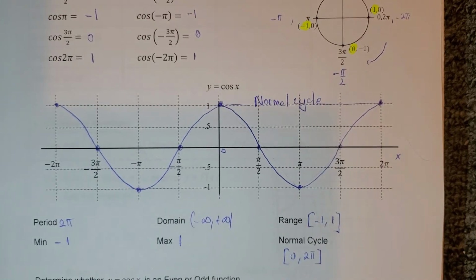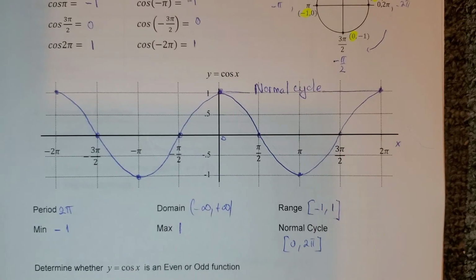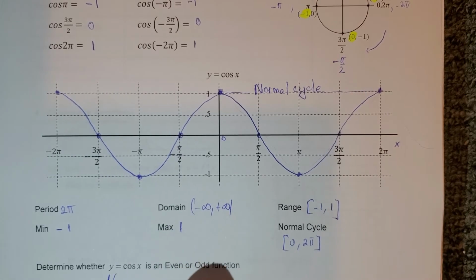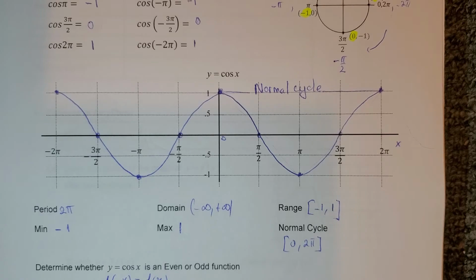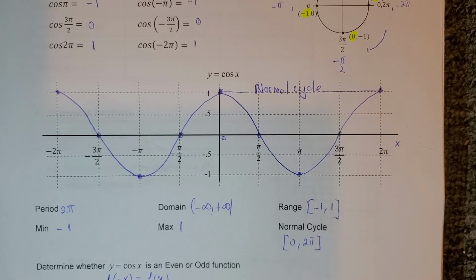Okay, so now we're going to test the same thing: is cosine an odd or even function? We know that sine is an odd function. So if cosine is an even function, that means f of negative x must be equal to f of x. So I'm going to take cosine and choose a negative angle. If this is true, then choosing a negative angle must give the same value as the positive angle.